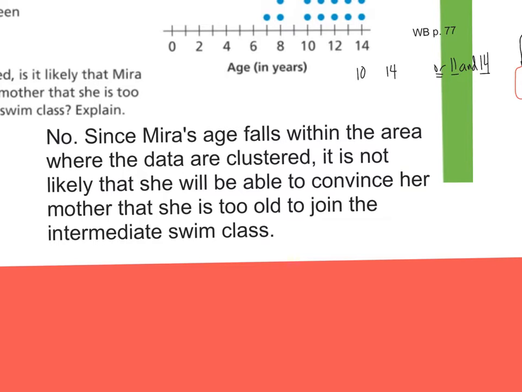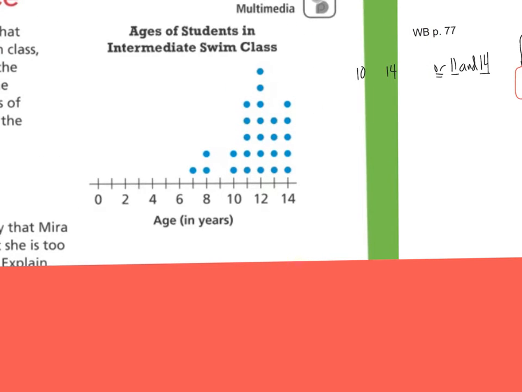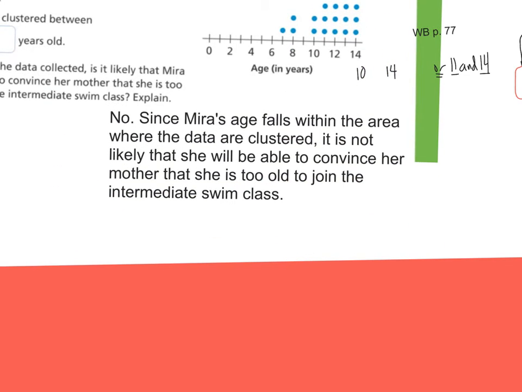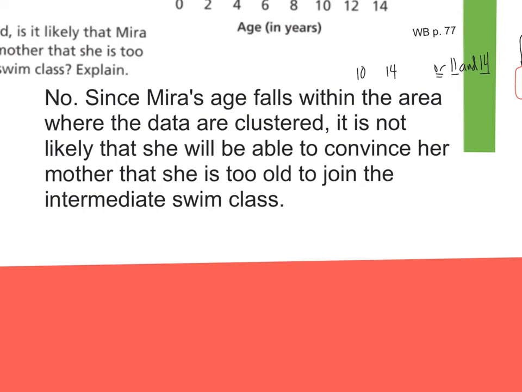Okay? And again, even if it were possible she could be the oldest one, and it's not in this case, say she was 15. Is she going to convince her mom that she can't go just because she's 15? Well, there's a bunch of 14-year-olds. They'll probably be 15 before too long anyway, so if it's the swim level she needs, it's probably the class she needs to be in.